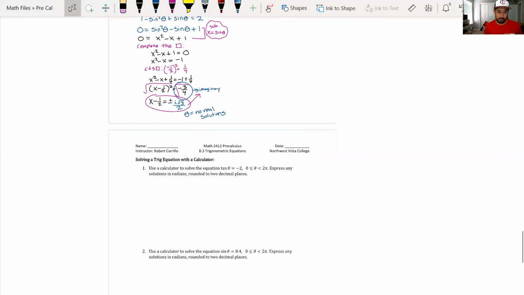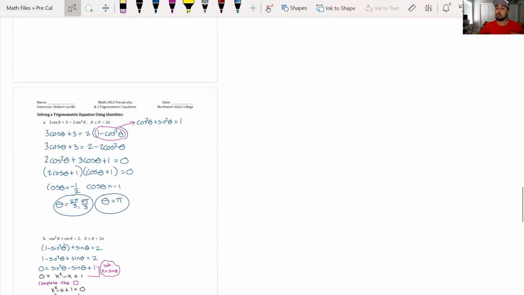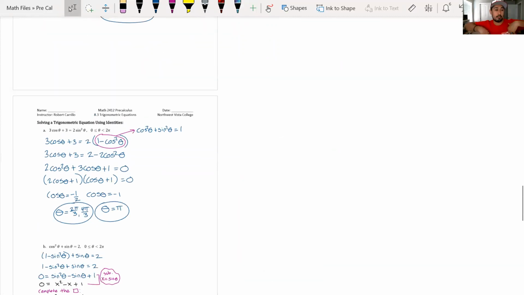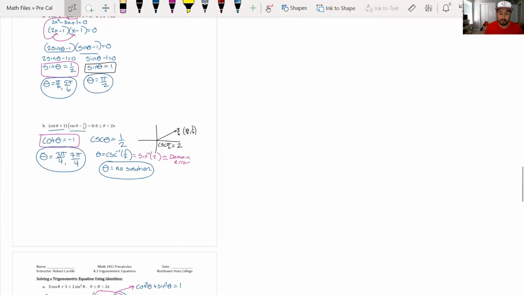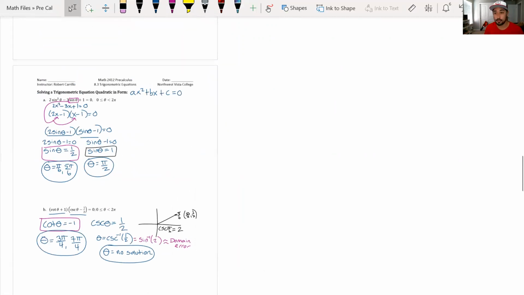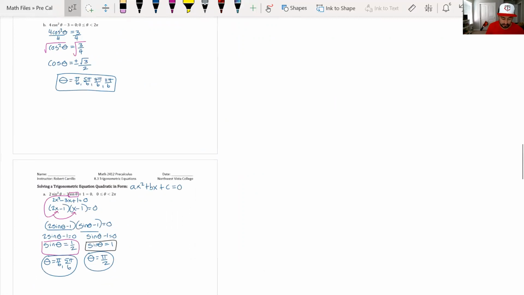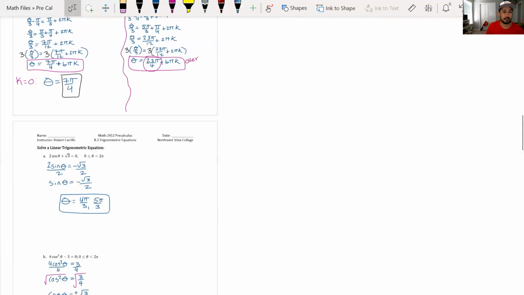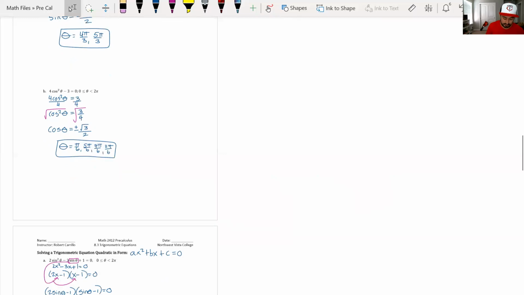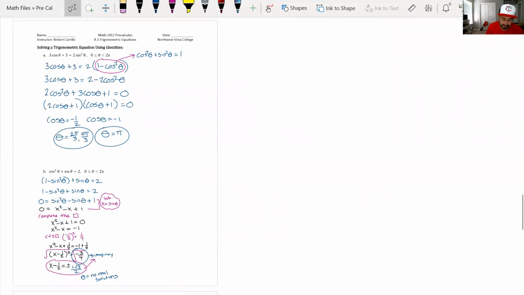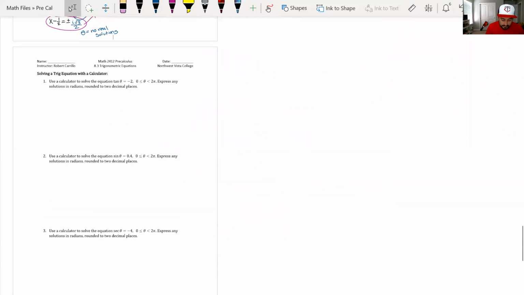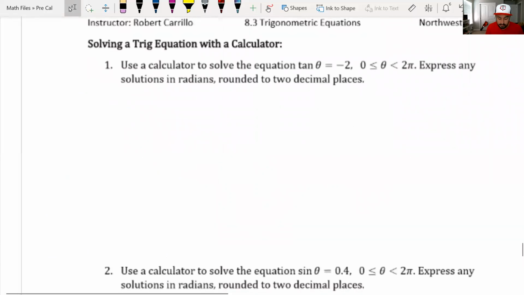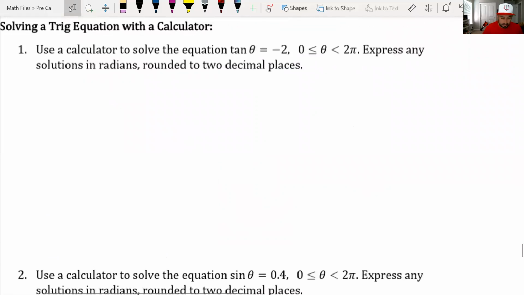Okay, perfect. That's how we solve trig equations. We apply identities when needed, and we just apply algebra. It's strictly algebraic, as you've seen that. Factoring, square root method, all of that good stuff. So that's how we solve these. Next is the calculator method. Solve a trig equation with a calculator.